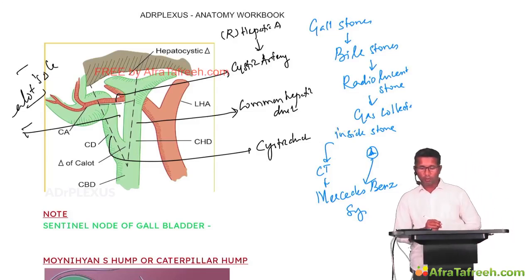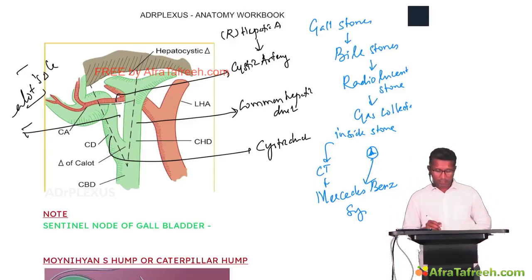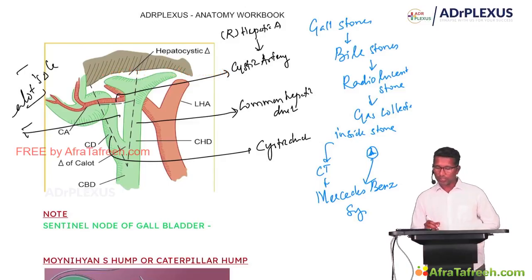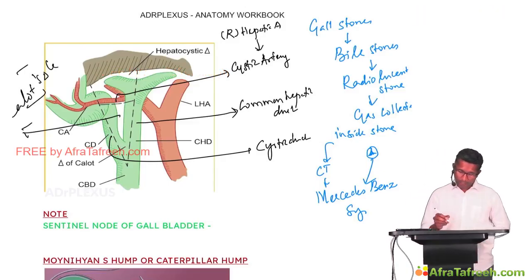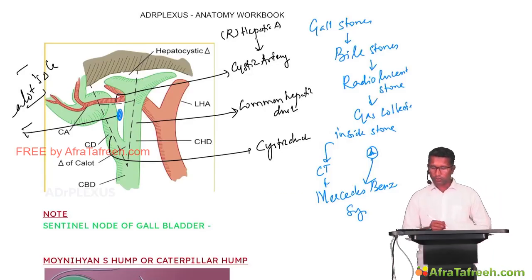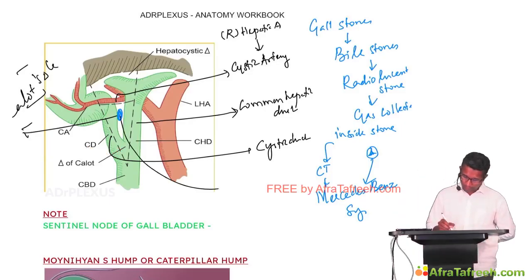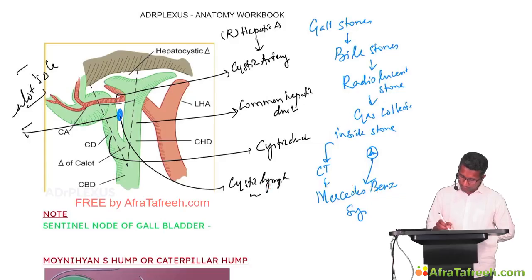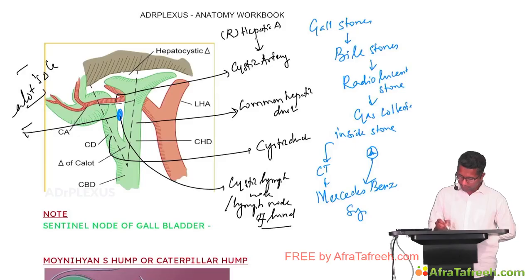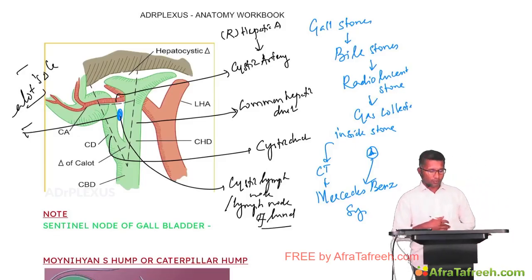Can anybody tell me what the content of Calot's triangle is called? You get one structure in this Calot's triangle. Very good, Vinitha. You get a lymph node here. The lymph node you see here is the cystic lymph node, also called the lymph node of Lund.